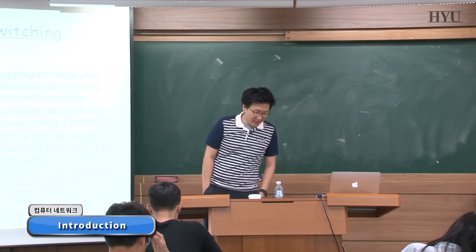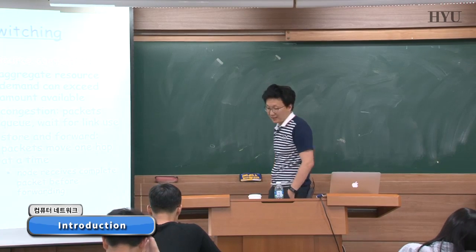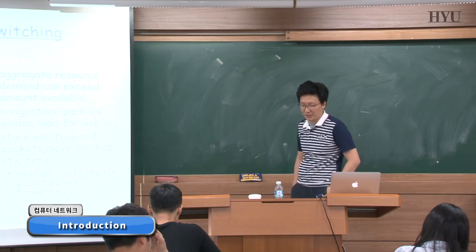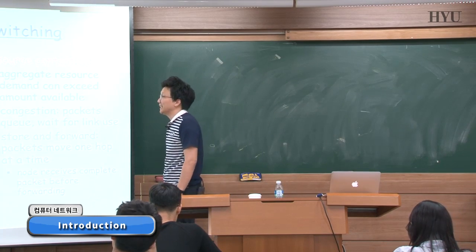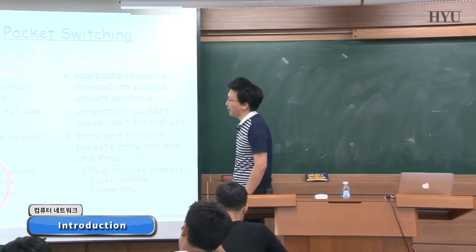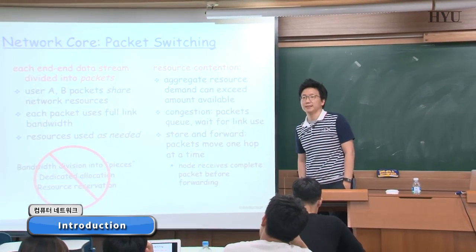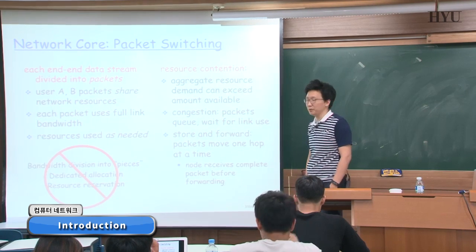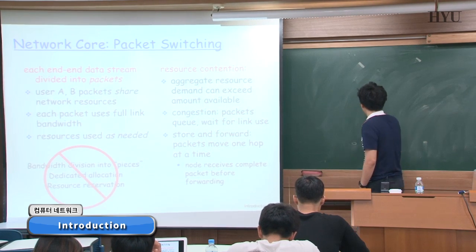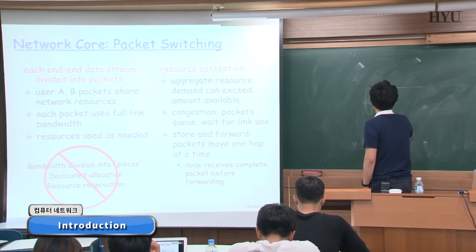Each end-to-end data stream is divided into packets. And now it's packet switching, not circuit switching anymore. Users A and B's packets share the network resources. Each packet uses the full link bandwidth. Good. Packets will use every bandwidth available. We usually draw bandwidth like a pipe.